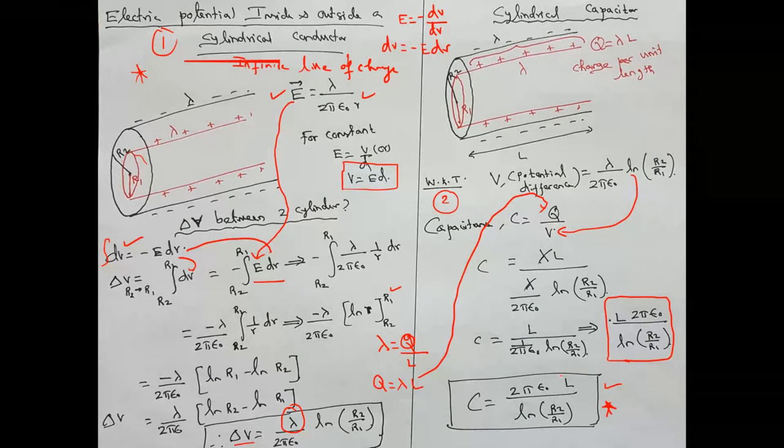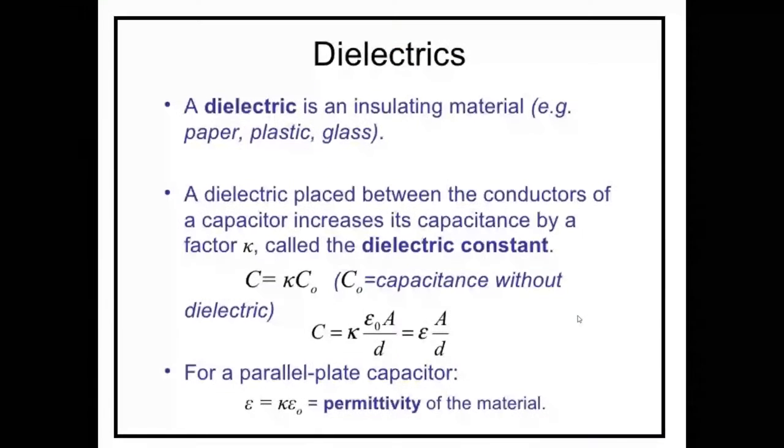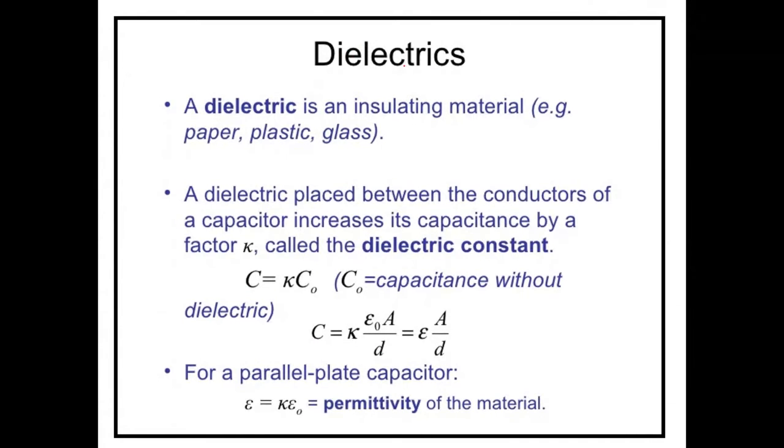Clear? Okay. Now we come to the final topic, which is nothing but dielectric. I told you in the last class, dielectric is an insulating material. What are insulating materials? Paper, plastic, glass, rubber, and these are all insulating materials. When you put insulating material in between the capacitor plates, what will happen, my dear? It will increase the efficiency of the charge storage.